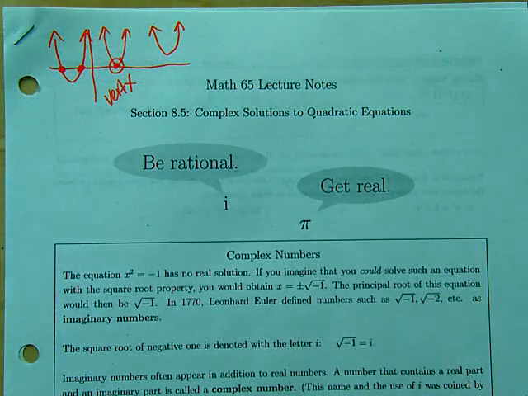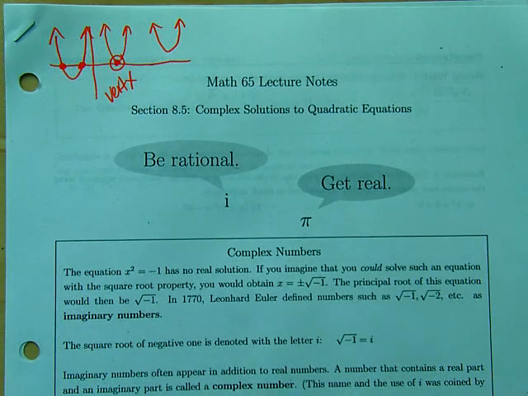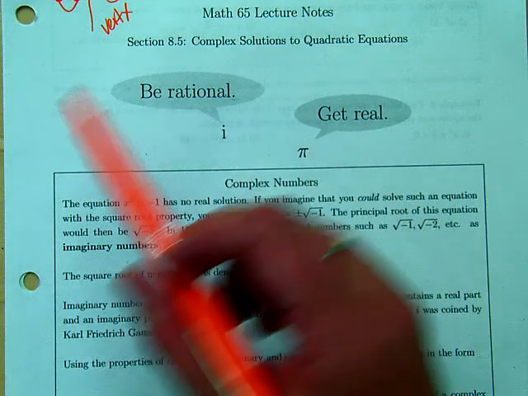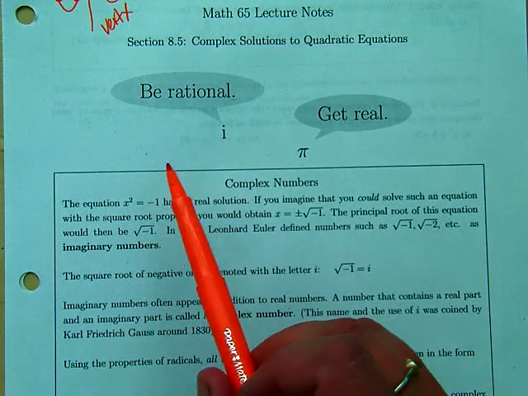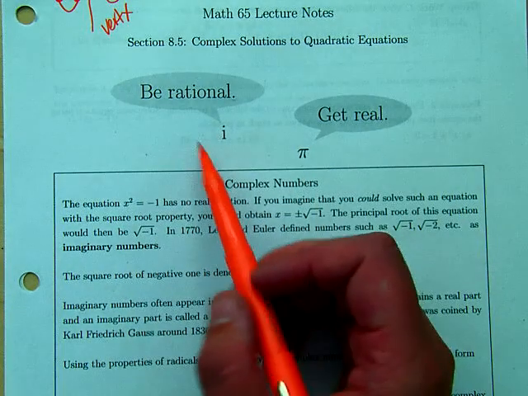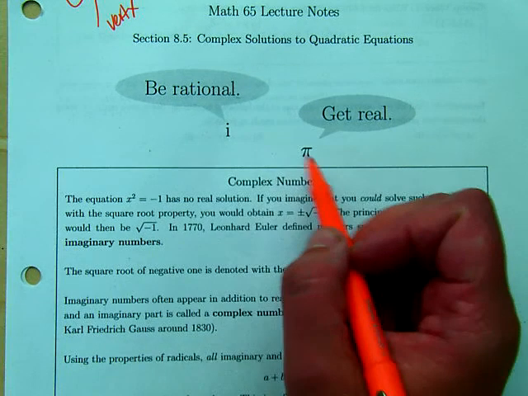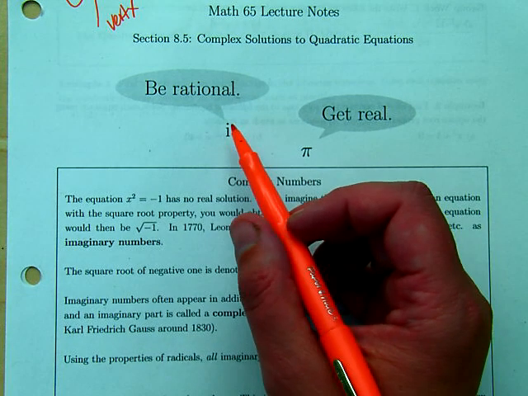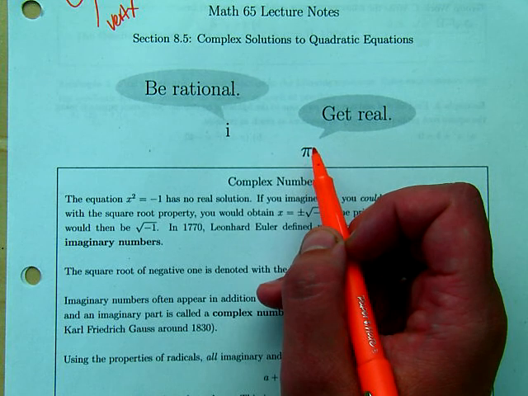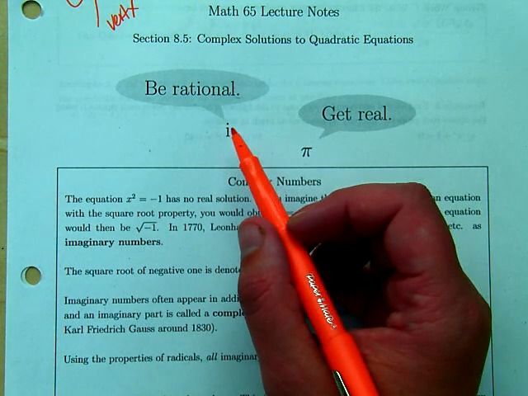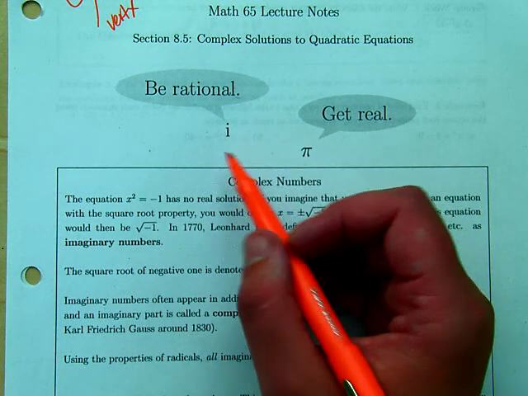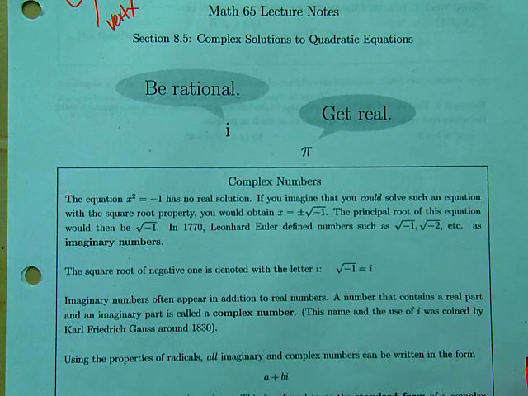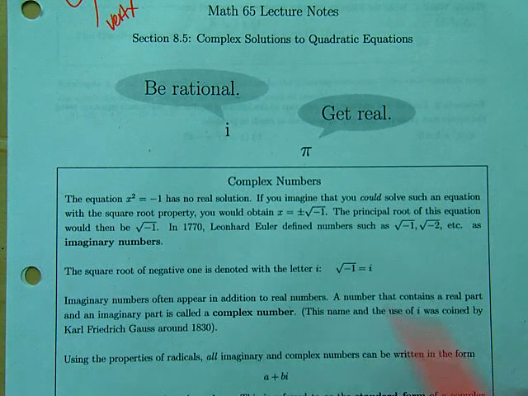Now, we were talking about before, when we were talking about radicals, here's the famous joke about imaginary numbers. So you have pi and i hanging out talking to each other, of course, because they're best friends. And pi says to i, get real, and i says back to pi, be rational. And this is because i is not real, it's imaginary, and pi is irrational. So now when you see that joke, you can laugh at it, okay?